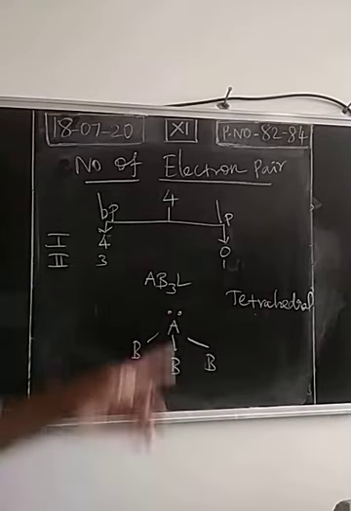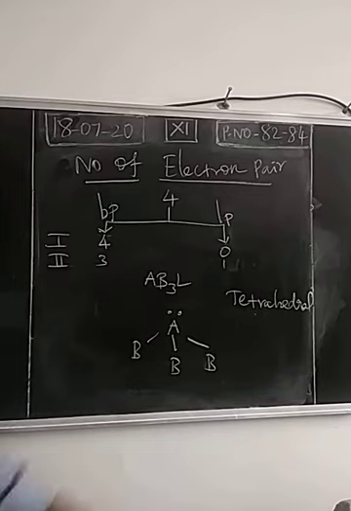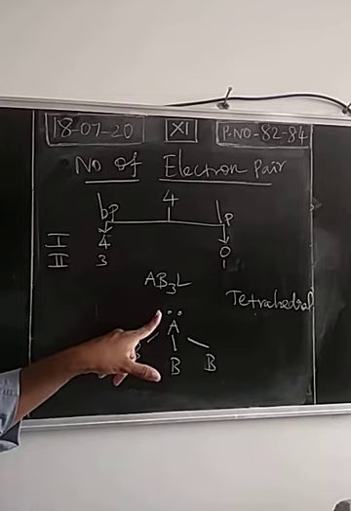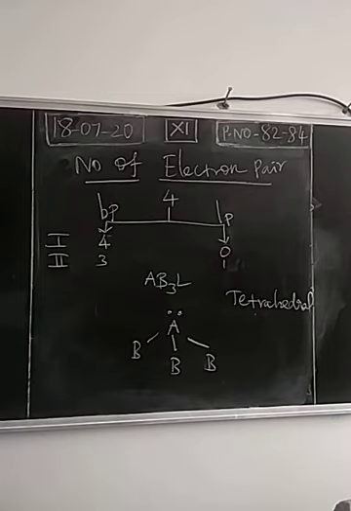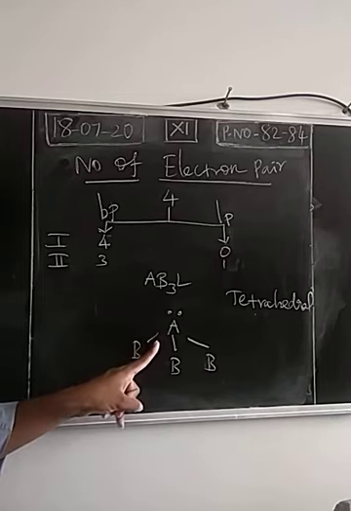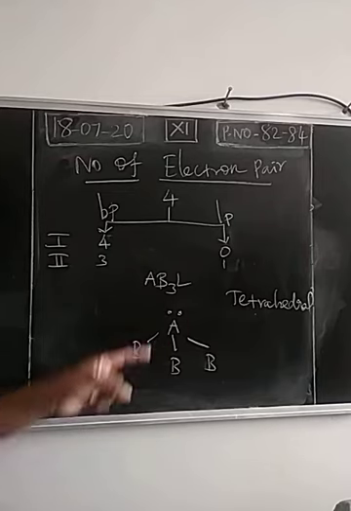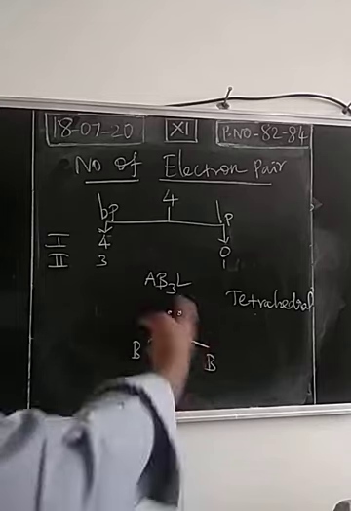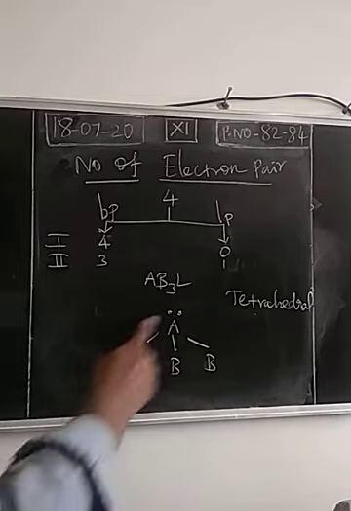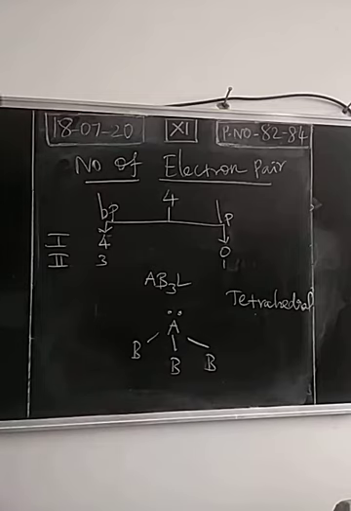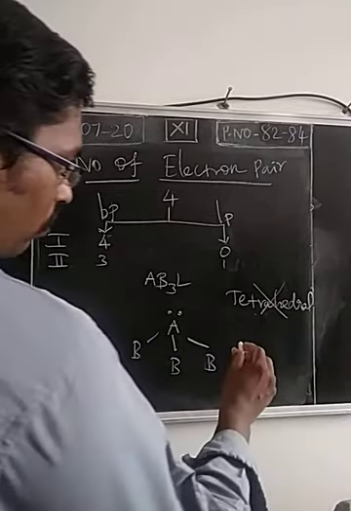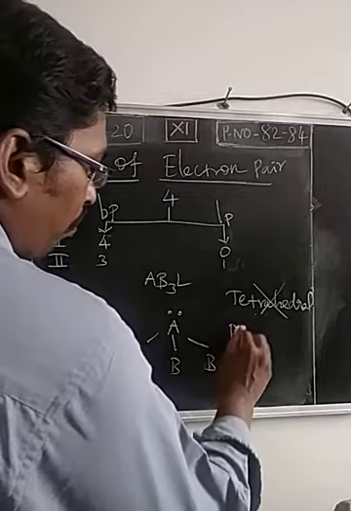So for 4 electron pairs around the central atom, the expected geometry is tetrahedral, but the central atom has a lone pair of electrons. So according to VSEPR theory, the lone pair of electrons will repel 3 bond pairs of electrons. So due to lone pair bond pair repulsion, the geometry is distorted. So this distorted geometry is called pyramidal structure. So tetrahedral is not achieved. So tetrahedral is distorted as pyramidal structure.